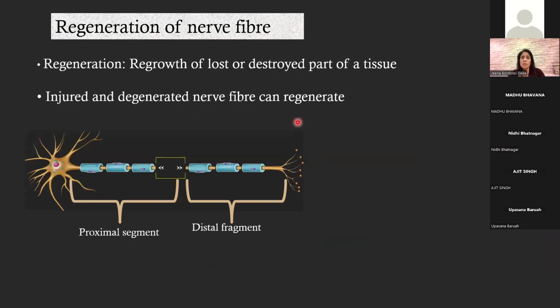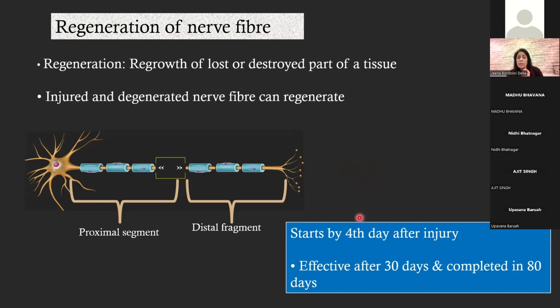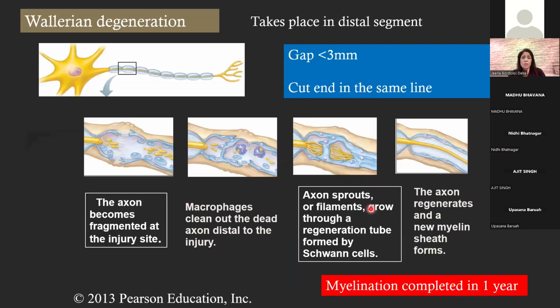So whenever there is a trauma to a nerve and there is a transection of the nerve, regeneration takes place. And we have to remember that injured and degenerated nerve fibers can regenerate. But the important point is that the gap has to be less than 3 mm, and they have to be aligned in the same line. This regeneration usually starts by the 4th day after injury, it is effective after 30 days, and is completed in 80 days.